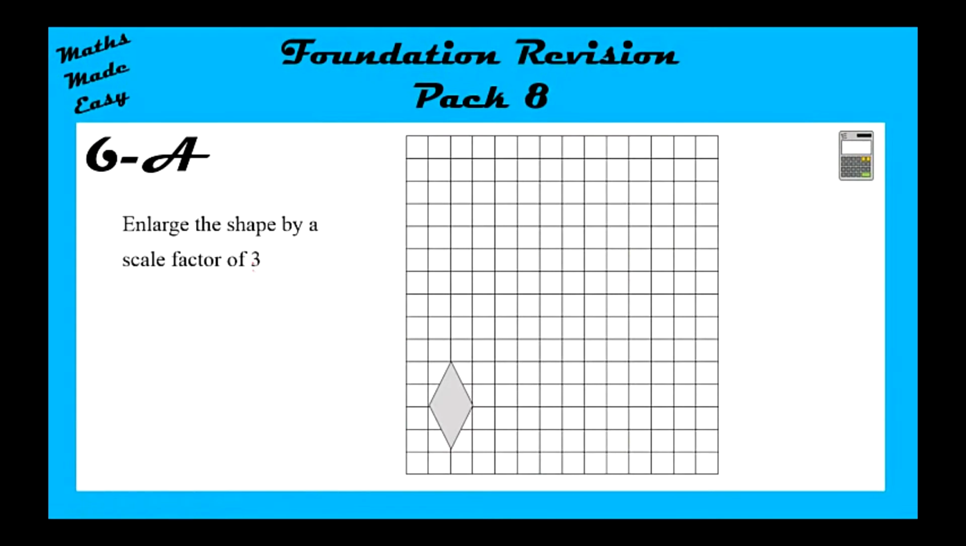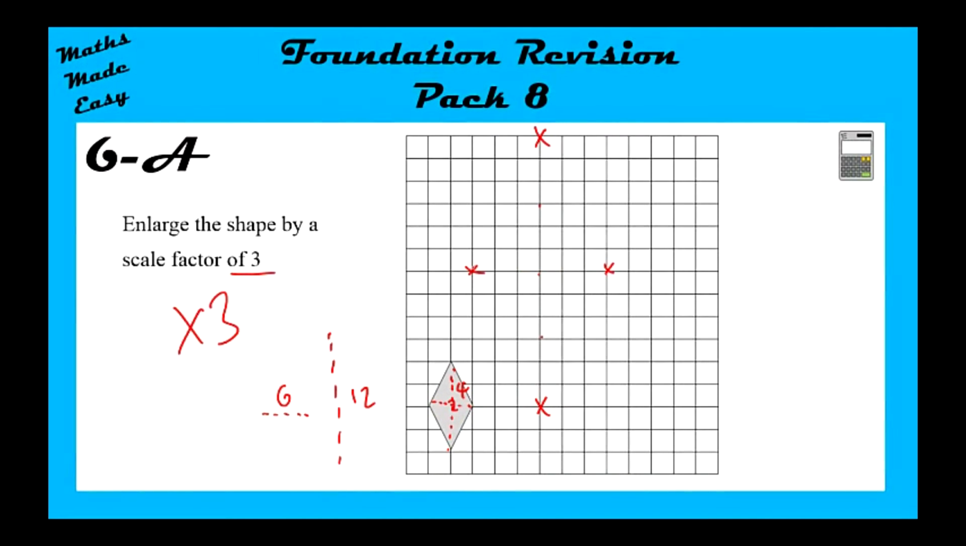Question 6a, we've got to enlarge this shape by a scale factor 3. So you've got two options here. One is counting squares, so it's 2 squares across here, and it's 4 squares up. So if we multiply those by 3, because it's scale factor 3, we're going to get it going across at 6, and a height of 12. So you can simply pick a point here, and make sure that it goes up 12, 3, 6, 9, 12 here, and then make sure that it goes across 6.